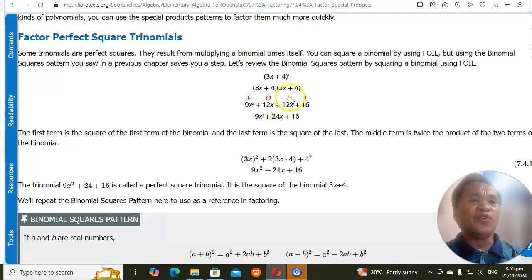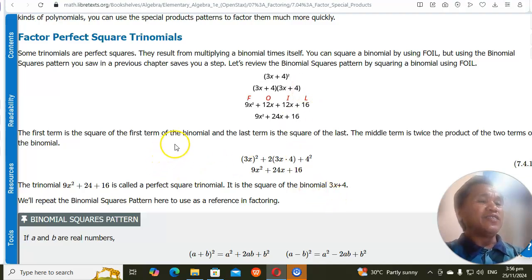And then the I, you are going to multiply the inner terms. So you have plus 4 times 3x, you will get a positive 12x. And then the L, you have the last term. The last term in the factors. So, positive 4 times positive 4, you will get a positive 16. So that is why the product now is 9x squared plus 24x plus 16.